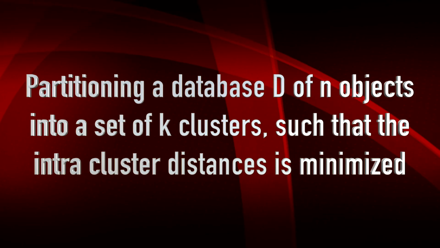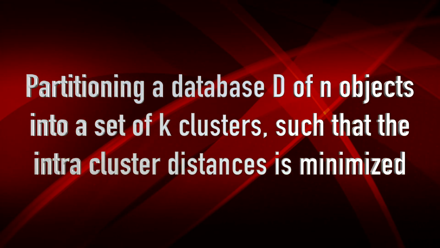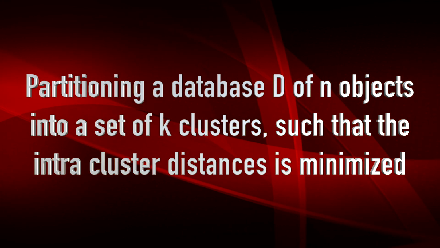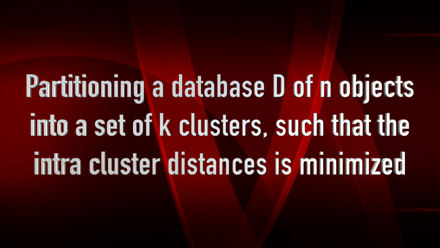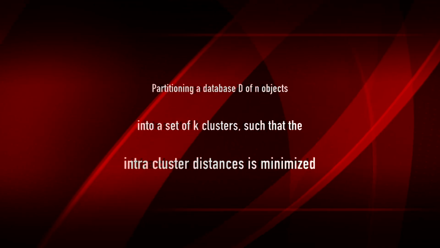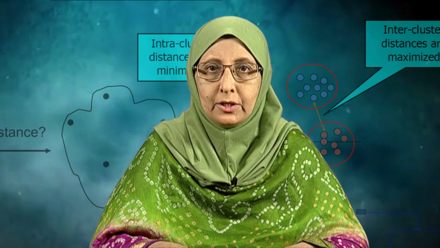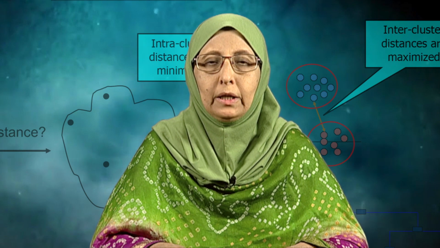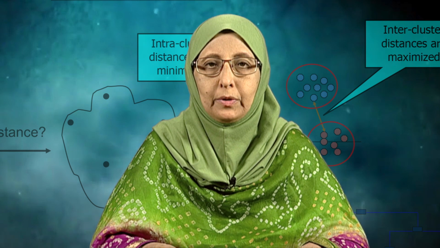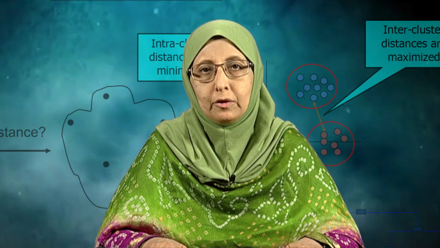Partitioning a database D of n objects into a set of k clusters such that the intra-cluster distances is minimized. Now, you see here we are having only one level of clusters. In the hierarchical clustering, we had several levels, and if you tell me the level, I can look at the dendrogram and I can give you that many clusters as you would desire. But in partitioning algorithm, we have only a set of k clusters that we can have. The k can be defined by you.